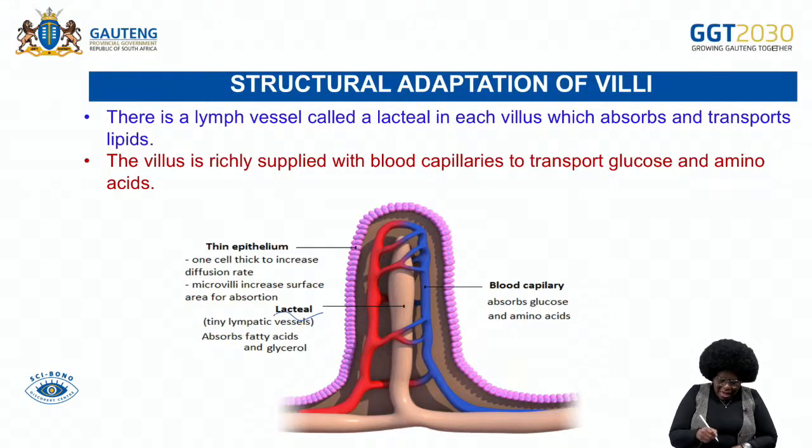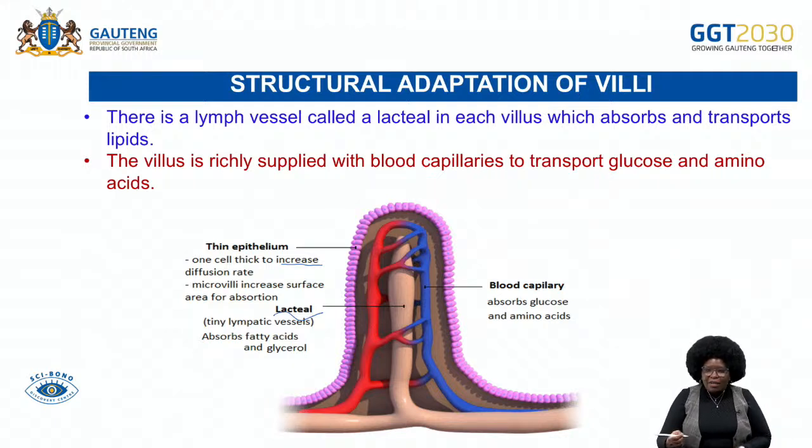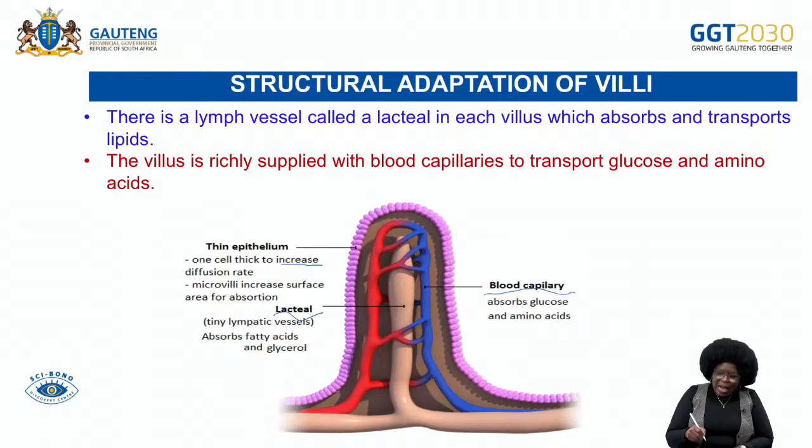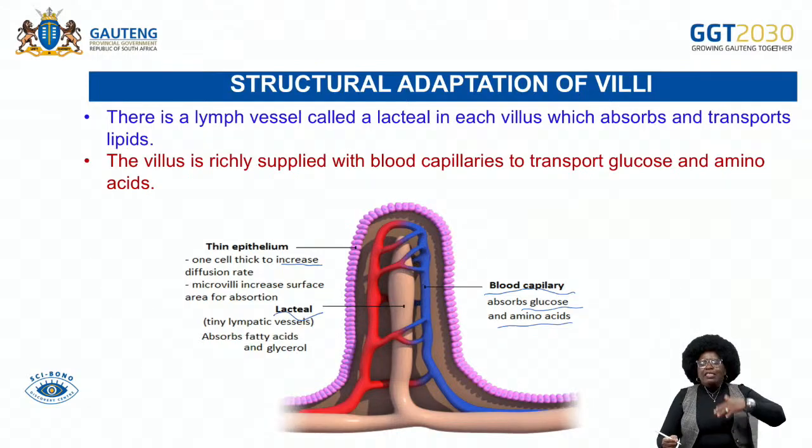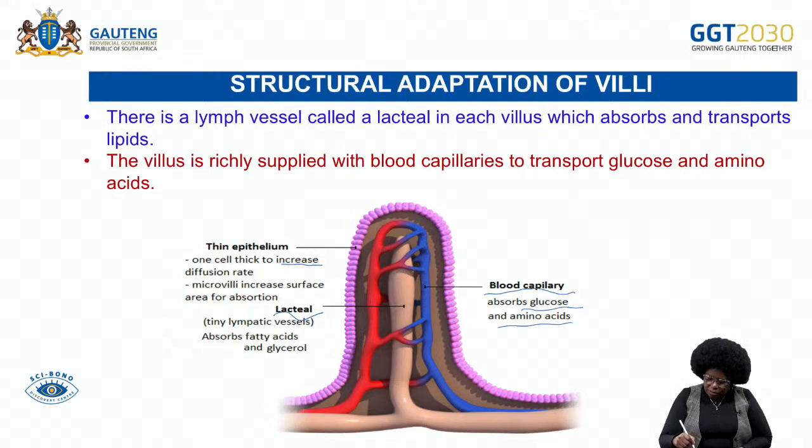And now the thin epithelium cell, one cell thick, increases the diffusion rate, and microvilli increase the surface area for absorption. Food is being digested. And we've got the blood capillaries. We do have our blood capillaries. They absorb glucose and amino acids, right? Glucose, products of carbohydrate digestion, and amino acids, products of protein digestion.